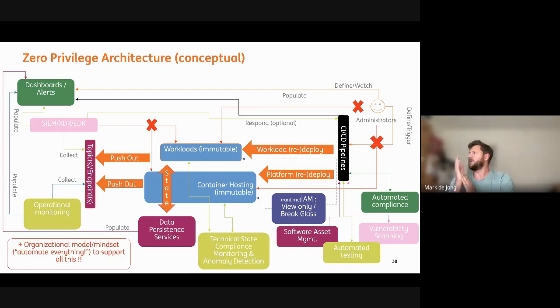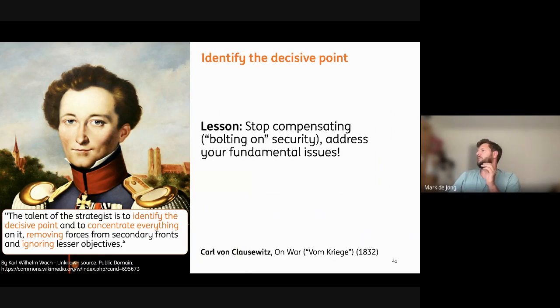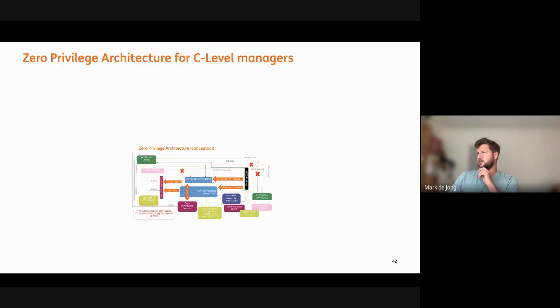Another important thing that needs to be addressed here is that the organization, of course, needs to adhere to it as well. And we realize this overview might appeal to architects, engineers, developers, and so on, but there's also a bunch of other stakeholders that we need to convince. I'll skip this one, but stop compensating, like we said prior to this, and you need to address your fundamental issues.